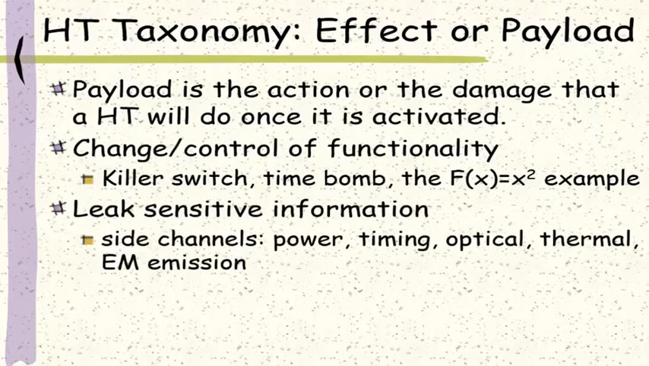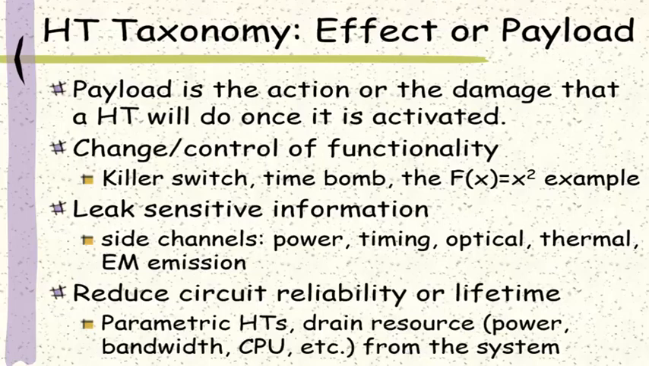Second, a hardware Trojan may try to leak sensitive information. Normally, this is done through side channels such as the power network, the clock network, or optical, thermal, or electromagnetic emissions. Finally, some hardware Trojans may try to reduce circuit reliability or the lifetime of the system. These types of Trojans include parametric hardware Trojans or those Trojans that can activate applications or function units that will drain resources from the system to make the system die earlier.